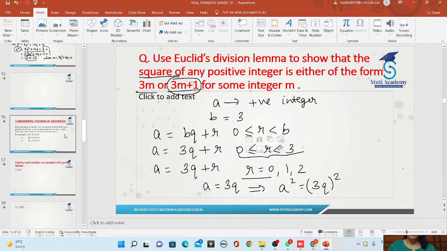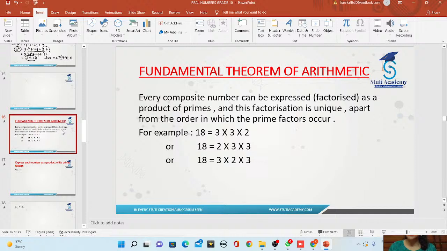Now coming to the very basic thing, I think you already know this from primary classes, but we have put this in the form of a theorem in grade 10. It's the fundamental theorem of arithmetic. This theorem says every composite number can be expressed or factorized as a product of primes. And this factorization is unique apart from the order in which the prime factors occur.